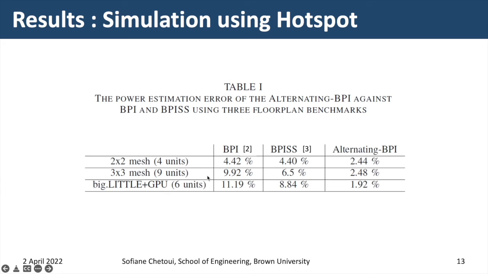Also, the estimation is supposed to be more difficult when moving to a heterogeneous system. For instance, you could see that the estimation error increased to 11% for BPI and to 8.8% for BPI SS, while the alternating BPI was able to get the estimation error as low as 1.9%. As a result, not only is the alternating BPI able to get a better accuracy in estimating the power consumption of different units, but it's also able to maintain the same accuracy level even when we increase the number of units or when we use heterogeneous systems.